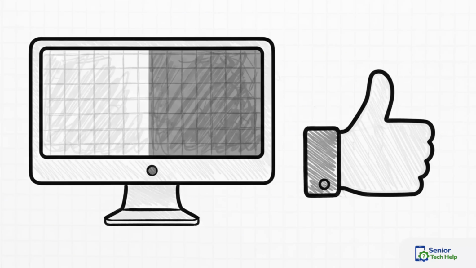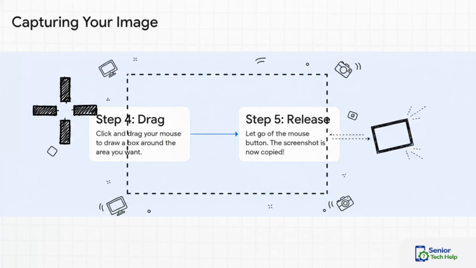Now, when you see your screen dim like that, don't worry. That's supposed to happen. It's just the computer's way of telling you, okay, I'm ready. Show me what part of the screen you want to capture. You're in charge here. And here comes the fun part.